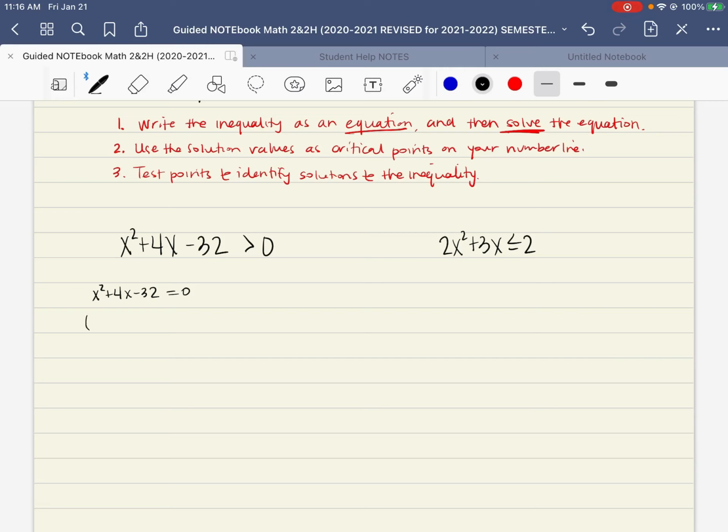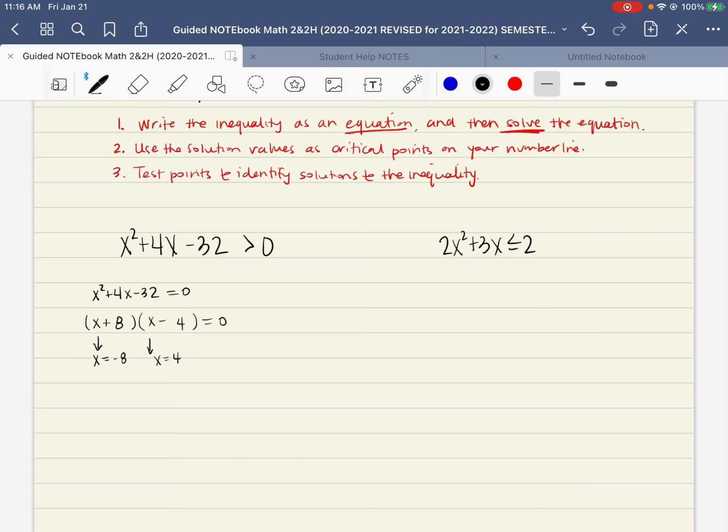I'm going to look to see if it's factorable. We think about things that multiply to negative 32 and have a difference of 4. That would be like 8 and 4. So we would want x plus 8, x minus 4. Notice if I'm solving, then I can identify those solutions rather quickly. X is equal to negative 8. X is equal to positive 4.